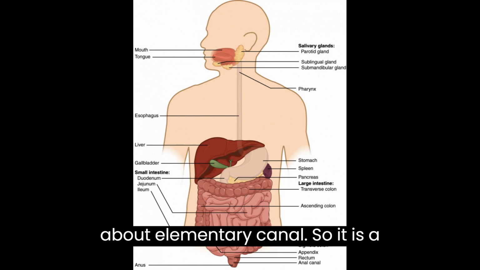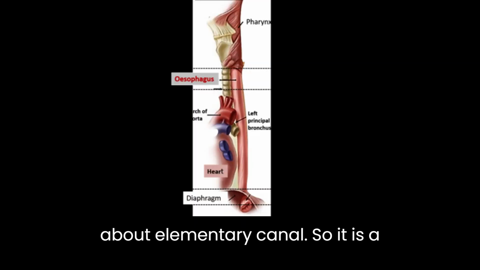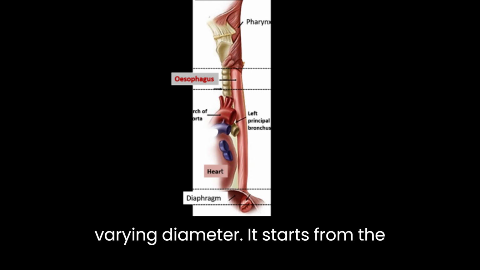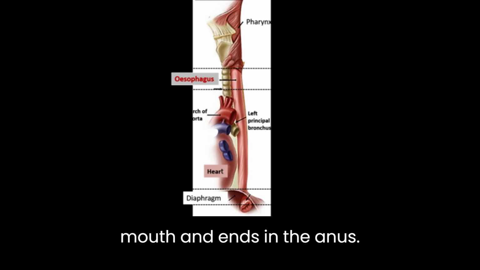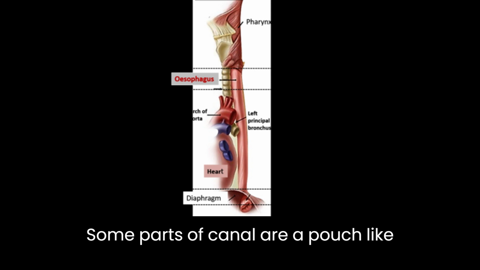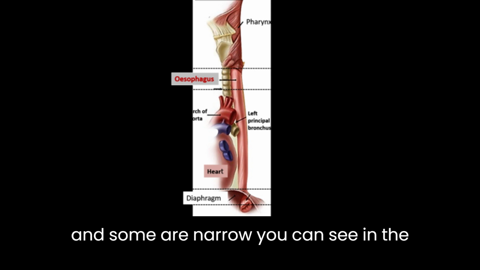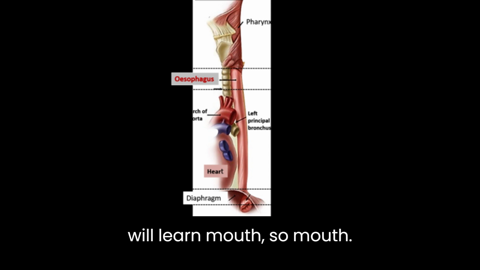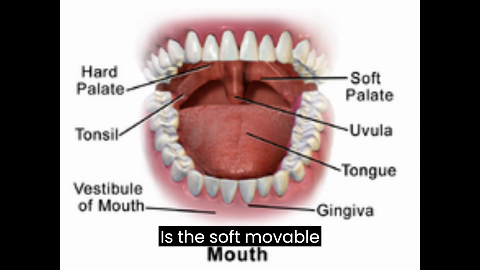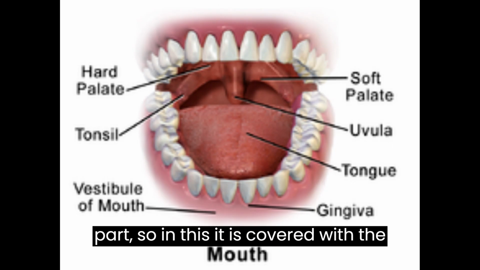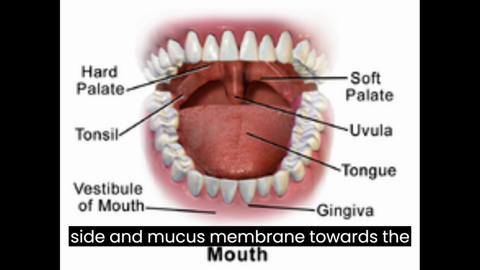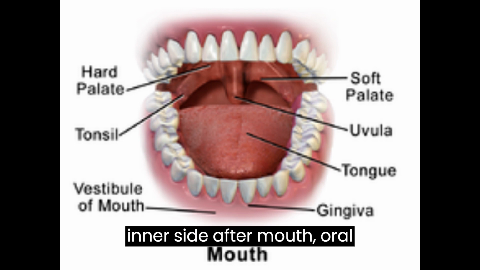Now we will study the alimentary canal. It is a muscular and tubular structure of varying diameter. It starts from the mouth and ends in the anus. Some parts of the canal are pouch-like, some are narrow, and some are coiled, as you can see in the picture. First we will learn about the mouth. The mouth is the soft movable part, covered with lips and skin on the outer side and mucous membrane on the inner side.